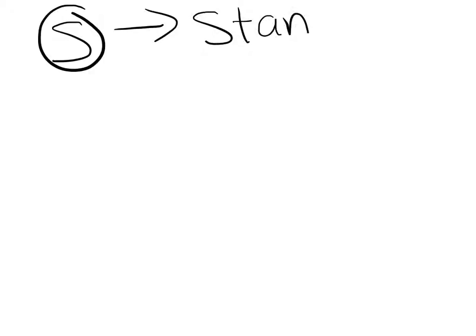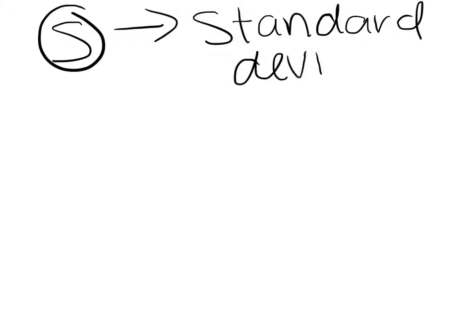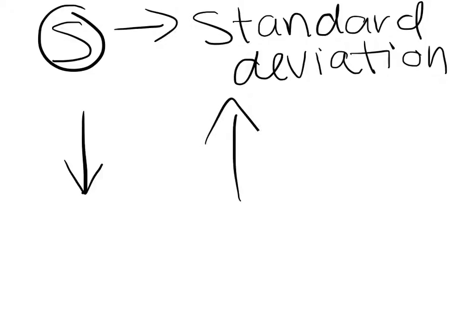The s you see in that formula stands for standard deviation. Standard deviation shows us how close the values in a dataset are to the mean of that dataset. The lower the standard deviation, the closer to the mean, and the higher the standard deviation means that the values are farther away from the mean.